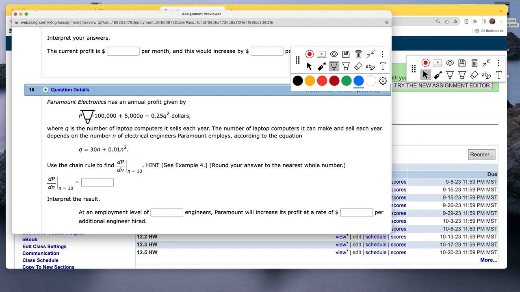You could do it a couple ways, but since profit is dependent upon the number of laptops that are sold, and we have that function here, what you can do is plug this in for each of the Q's so that the profit function is negative 100,000 plus 5,000 times 30n minus n squared, and then minus 0.25 n squared.